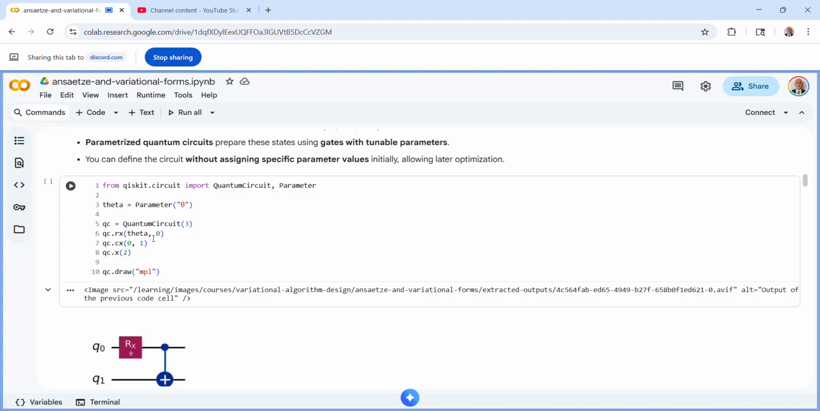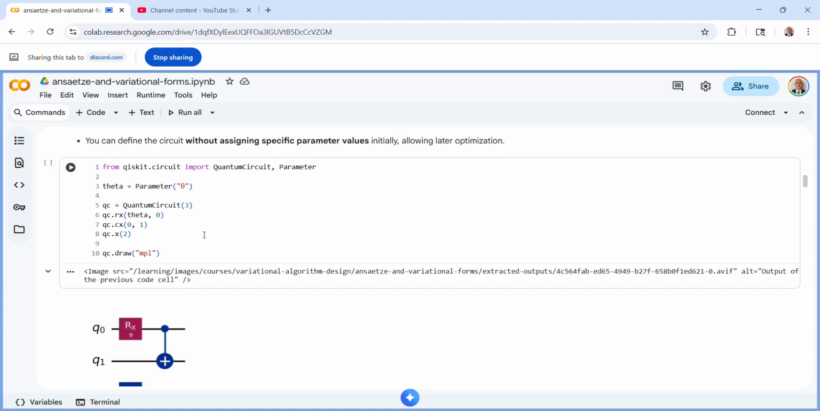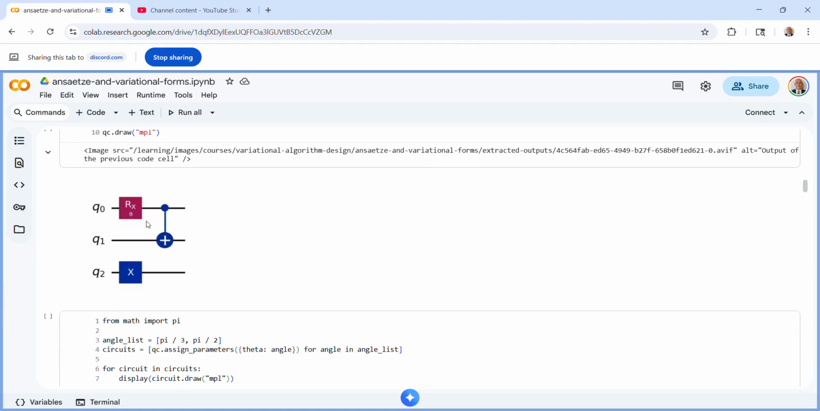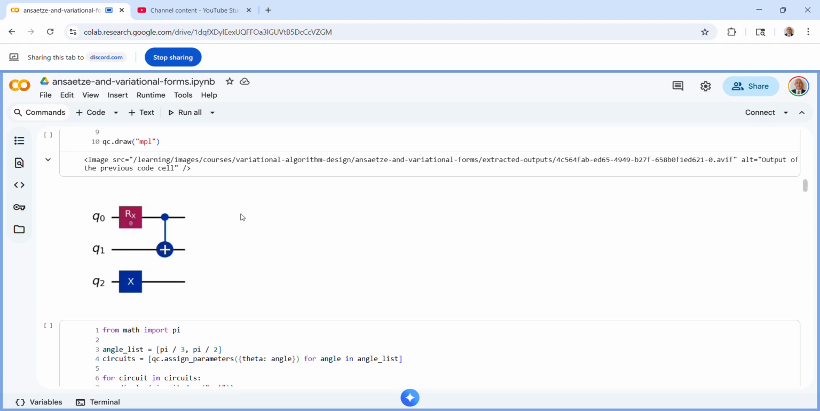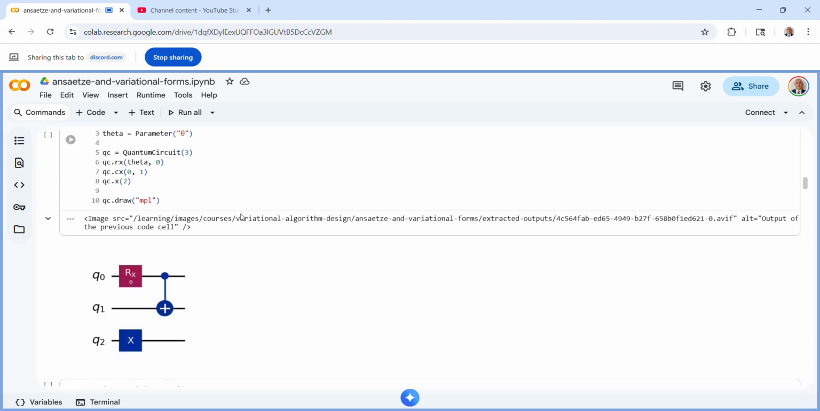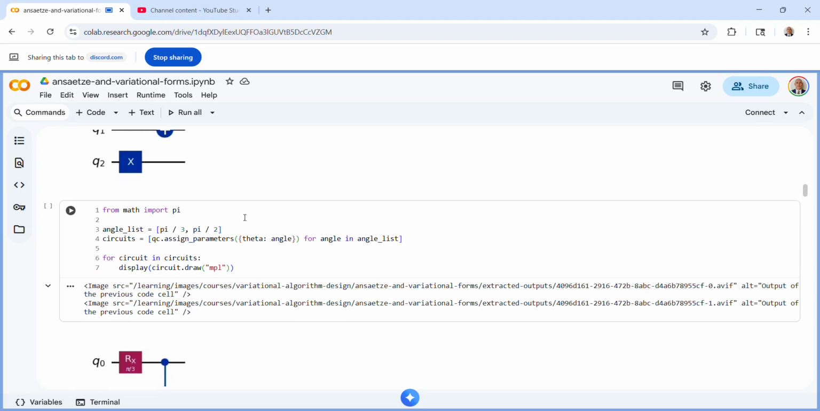So instead of rotating by pi radians, which is what a normal X gate would, we're going to rotate by theta radians. And in this picture down here, you can see that instead of rotating by pi radians, we're just representing that we're going to rotate this by theta radians. And so that allows us to have a placeholder there that we can optimize later on.